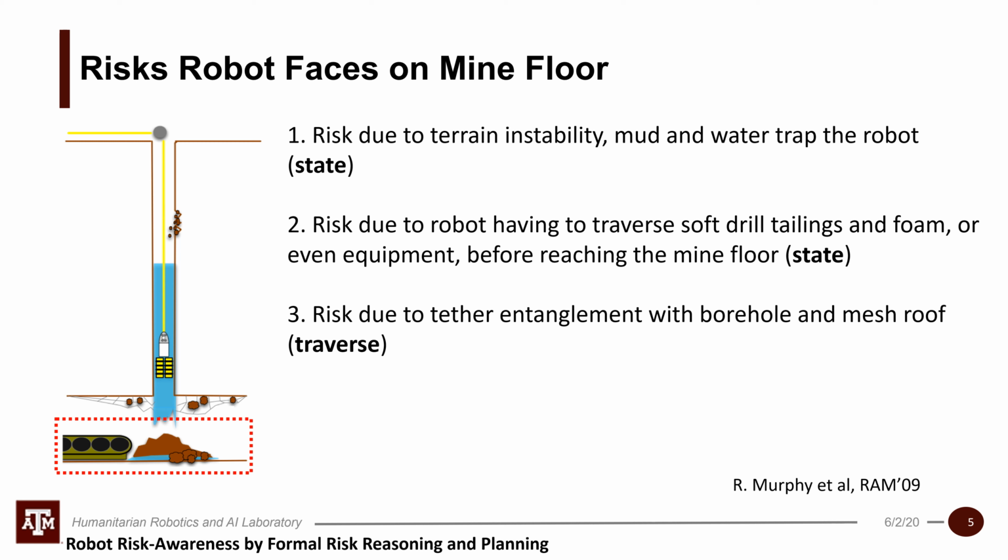Although the robot and tether have already passed through the borehole and mesh roof, further locomotion on the mine floor also requires continuous interaction between the tether and the borehole or mesh roof. Tether entanglement is still possible. This is not only because the robot is on the mine floor, it's also because it came through the borehole and mesh roof, so we call it because of the traverse.